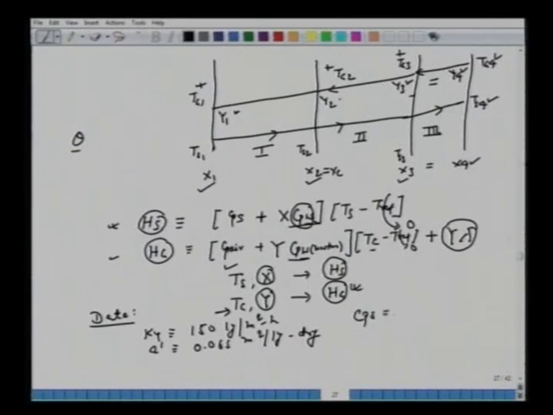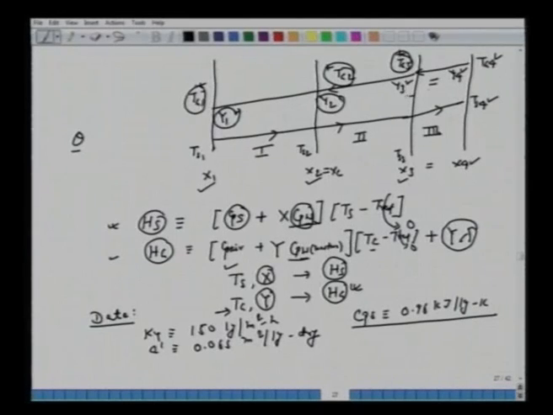CPS, the specific heat of this solid alone, no water, is given as 0.96 kilojoule per kg per Kelvin. So these are the physical thermodynamic properties given here. Now we can calculate all these quantities which we are supposed to calculate: Tg1, Tg2, Y1, Y2, Tg3, Y3. Y4 is known to us, and Ts1, X1, X2, X3, T1 are also not given, Ts2, Ts3. So these are the circles which you have to calculate.